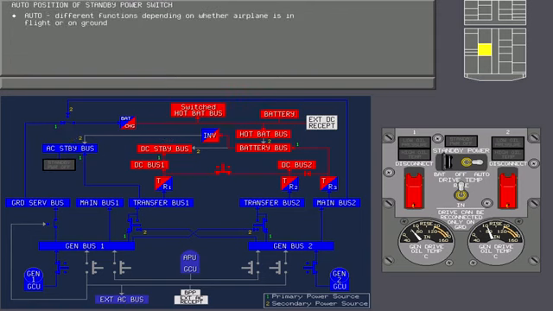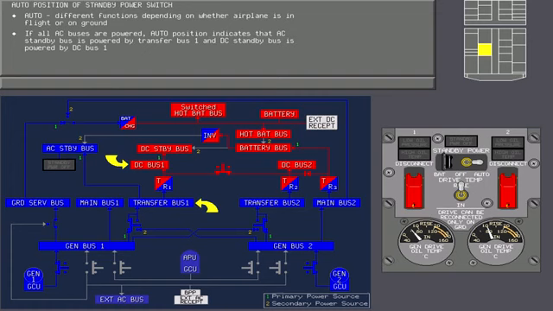The auto position of the standby power switch has different functions, depending on whether the airplane is in flight or on the ground. Whether in flight or on the ground, if all AC buses are powered, the auto position indicates that the AC standby bus is powered by transfer bus 1, and the DC standby bus is powered by DC bus 1. When in flight, the auto position allows both standby buses to automatically transfer to their alternate power sources if power is lost to either standby bus.